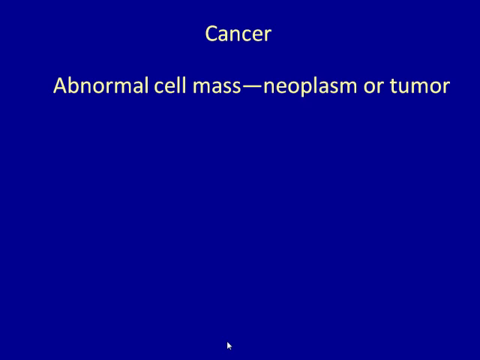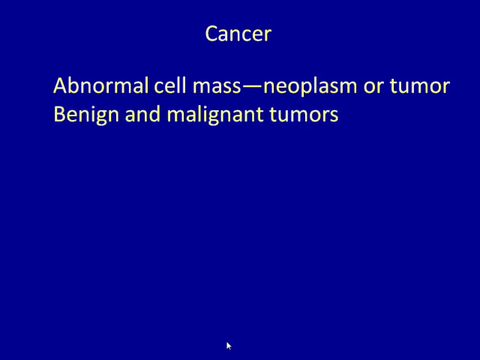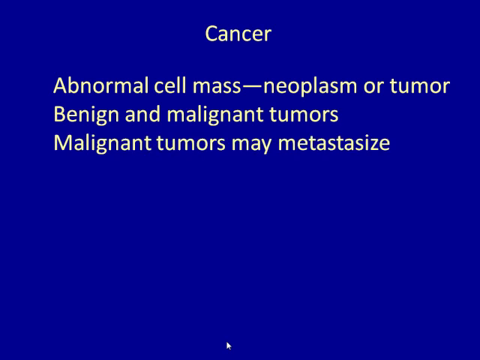Cancer is an abnormal cell mass. It's a neoplasm or a tumor. Now, cancers can be benign or malignant. Benign tumors are usually encapsulated and easily removed. It's just an odd little growth. Malignant tumors, however, are not encapsulated. The cells can spread through the body.